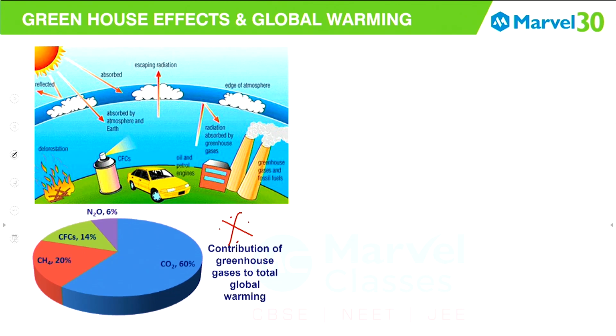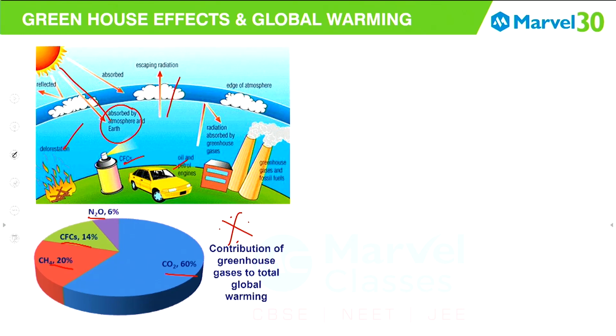You have 60% of carbon dioxide as greenhouse gas, along with methane, CFC, chlorofluorocarbon and NO2. So you have UV rays coming in, absorbed by Earth, escaping radiation, and deforestation. You cut all the trees so that the carbon dioxide is not being trapped. Chemical fertilizer, CFCs from your scent, AC, then oil and all those things are greenhouse gases.